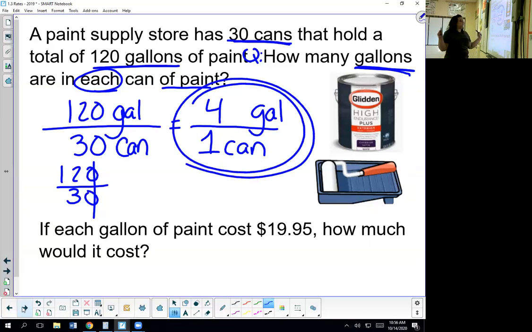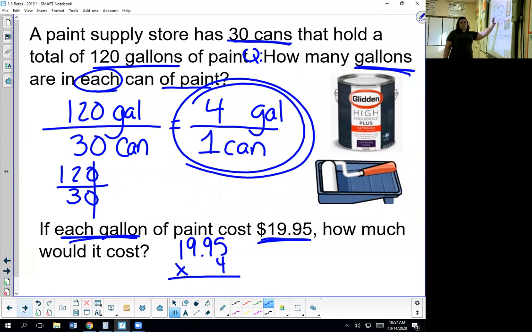Now, of course, I add a little flair to this. So if each gallon of paint costs $19.95, how much would it cost for me to get all that right there? So how much would it cost? Well, each gallon costs $19.95, and I'm getting 4 of them. What would you do? Multiply. Correct. So you do $19.95 times the 4 gallons for the one can. We're just looking at one can if I bought one of them.